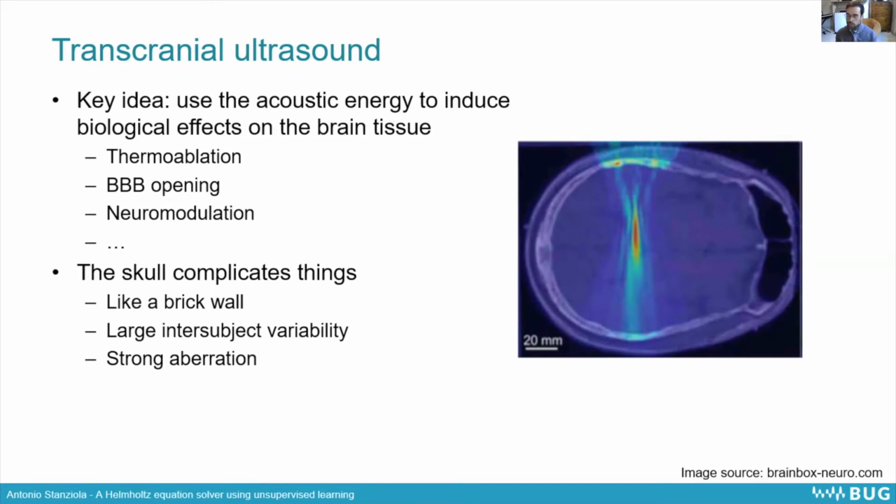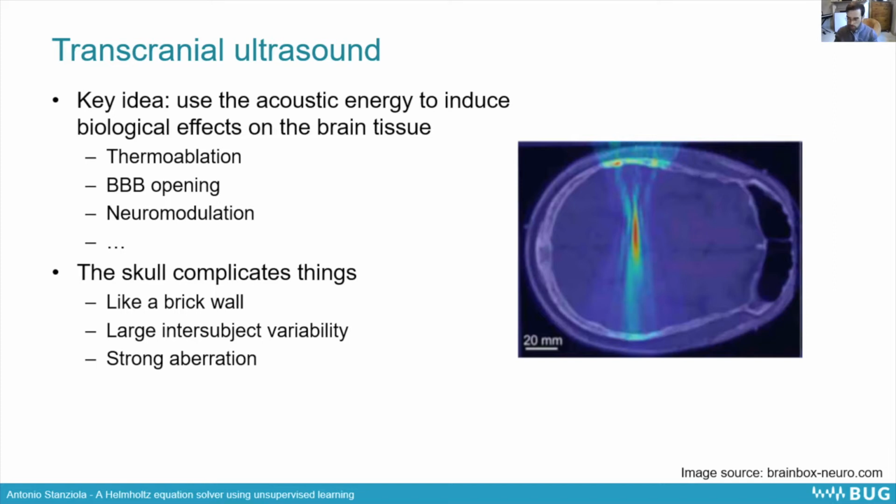From an acoustic point of view, it really acts like a brick wall because it has a huge contrast, therefore reflects a lot of the wave and aberrates things. So we need to run a proper acoustic simulation to understand what the ultrasound field is going to look like. And we cannot do this in advance in general because there is a large intersubject variability in skull shapes and geometry and so on.